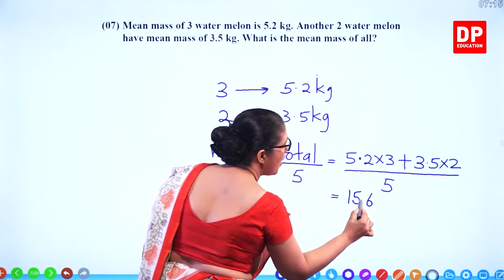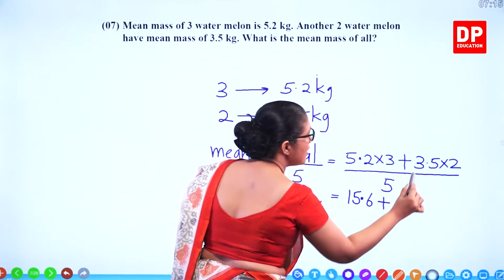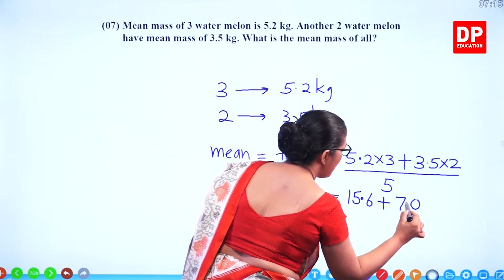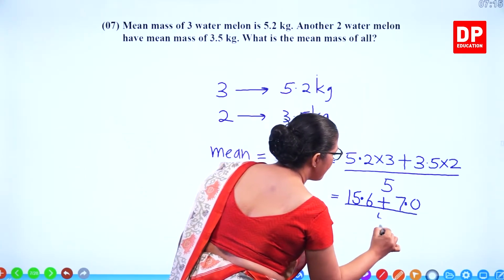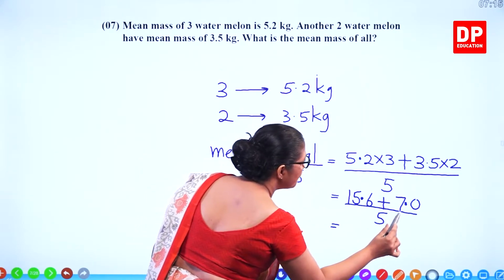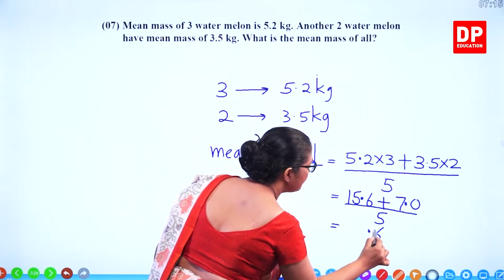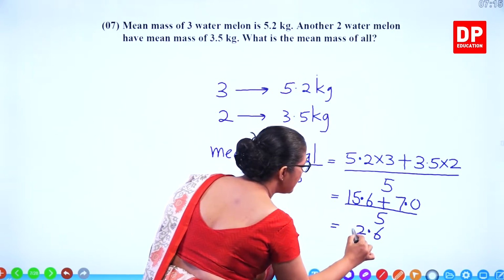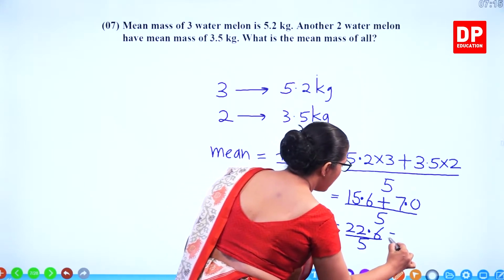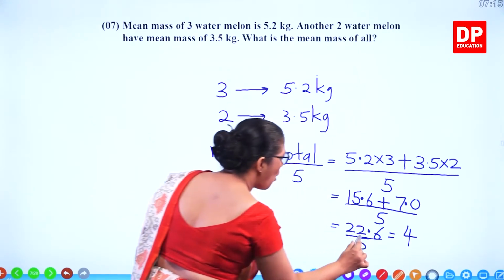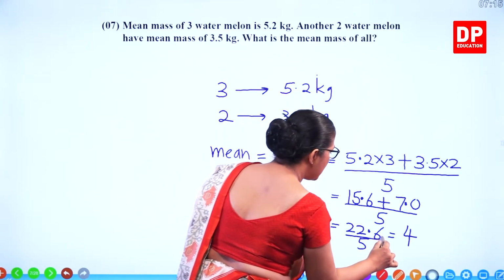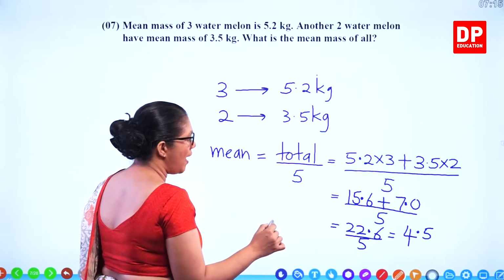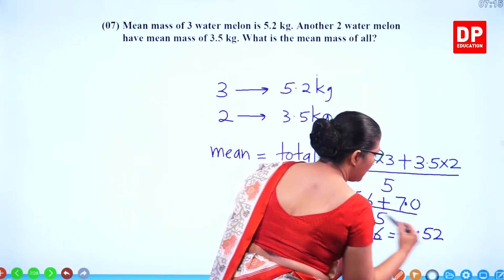156 and you keep 1 decimal place. Then 35 into 2, you get 70 and 1 decimal place, that's 7. So add these two. So you get 6. 7 plus 5, 12 and 1 remaining, that's 2. Divide by 5. So you get 5 times 4, 20. For 26, 5 times 5, 25 and for 10, that's 2.